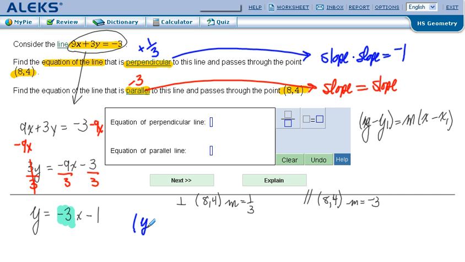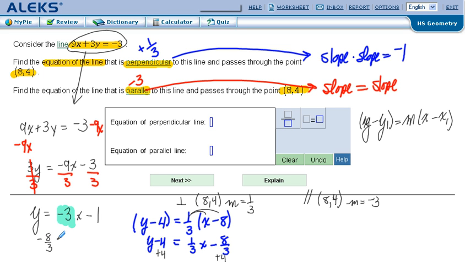We're going to do y minus 4 equals the slope, 1/3, times x minus 8. We distribute, and our next line is going to read y minus 4 equals 1/3 x minus 8/3. We're going to add 4 to both sides. Now here's where the tricky part is. We have -8/3 plus a positive 4.